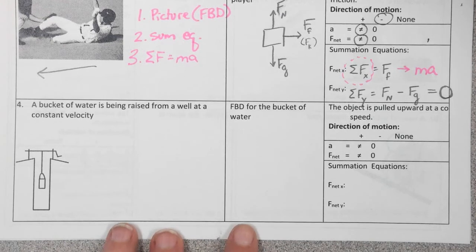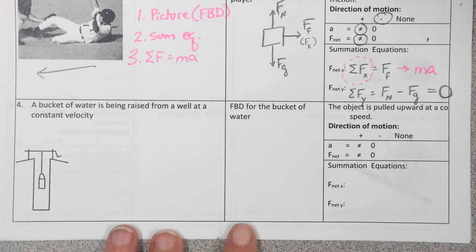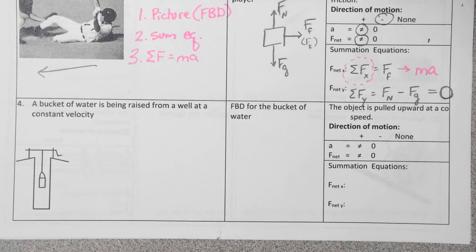Alright, so try for the bucket of water. Is the bucket of water being supported by a surface? There is no surface supporting the bucket. But there is an upward force on the bucket. It's not going to be called the normal force, but there is something upward on our bucket.